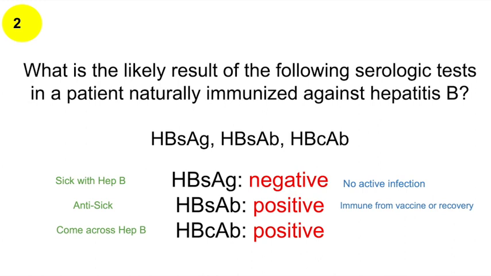So in a patient that is naturally immunized against hepatitis B, you would see positive hepatitis B surface antibodies, which means that they're anti-sick, so they have some sort of immunity going on. And the hepatitis B core antibody would also be positive because that's referring to the previous infection that they had that made them naturally immunized right now.